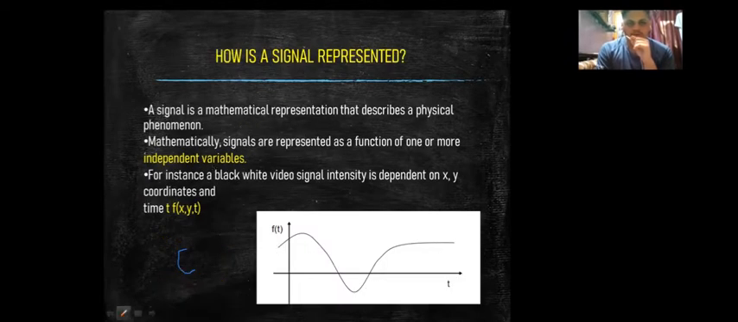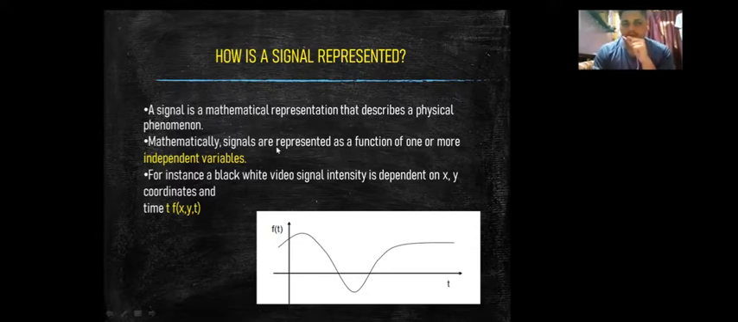So how is a signal represented? Now, once we know what a signal is, let's see how a signal is represented. A signal is a mathematical representation that describes a physical phenomenon. The physical phenomenon which we saw in the last slide, which is nothing but a signal, is a representation of a pattern which carries information, and is represented mathematically or in a graphical method.